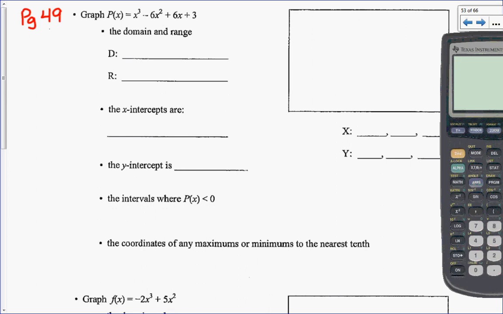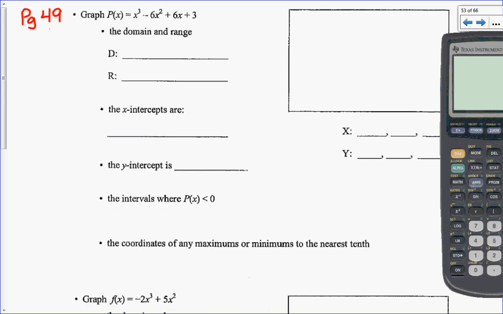Our lesson today is on page 49 in your notes package. We're just going to do a review lesson today to put together everything that we have learned about polynomial functions. So the first example asks us to graph the function of x cubed minus 6x squared plus 6x plus 3.